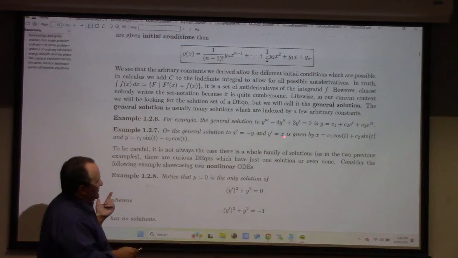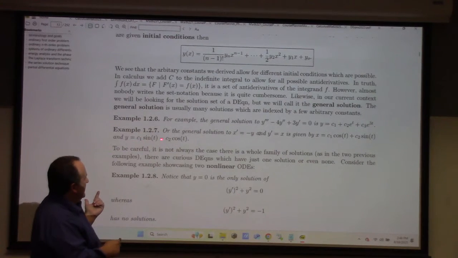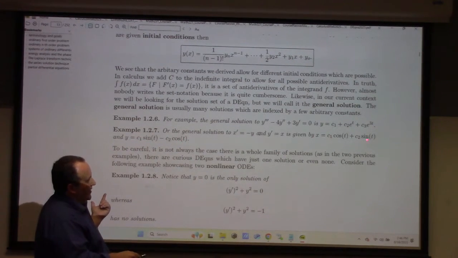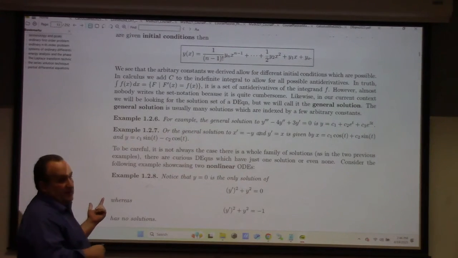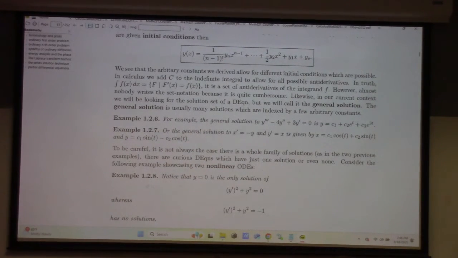The general solution to this system, x prime equal to minus y, y prime equal to x, is given by this sum of cosines and likewise sum of sines and cosines. These are actually parameterizations of a circle of radius square root of c1 squared plus c2 squared. That's what this is.